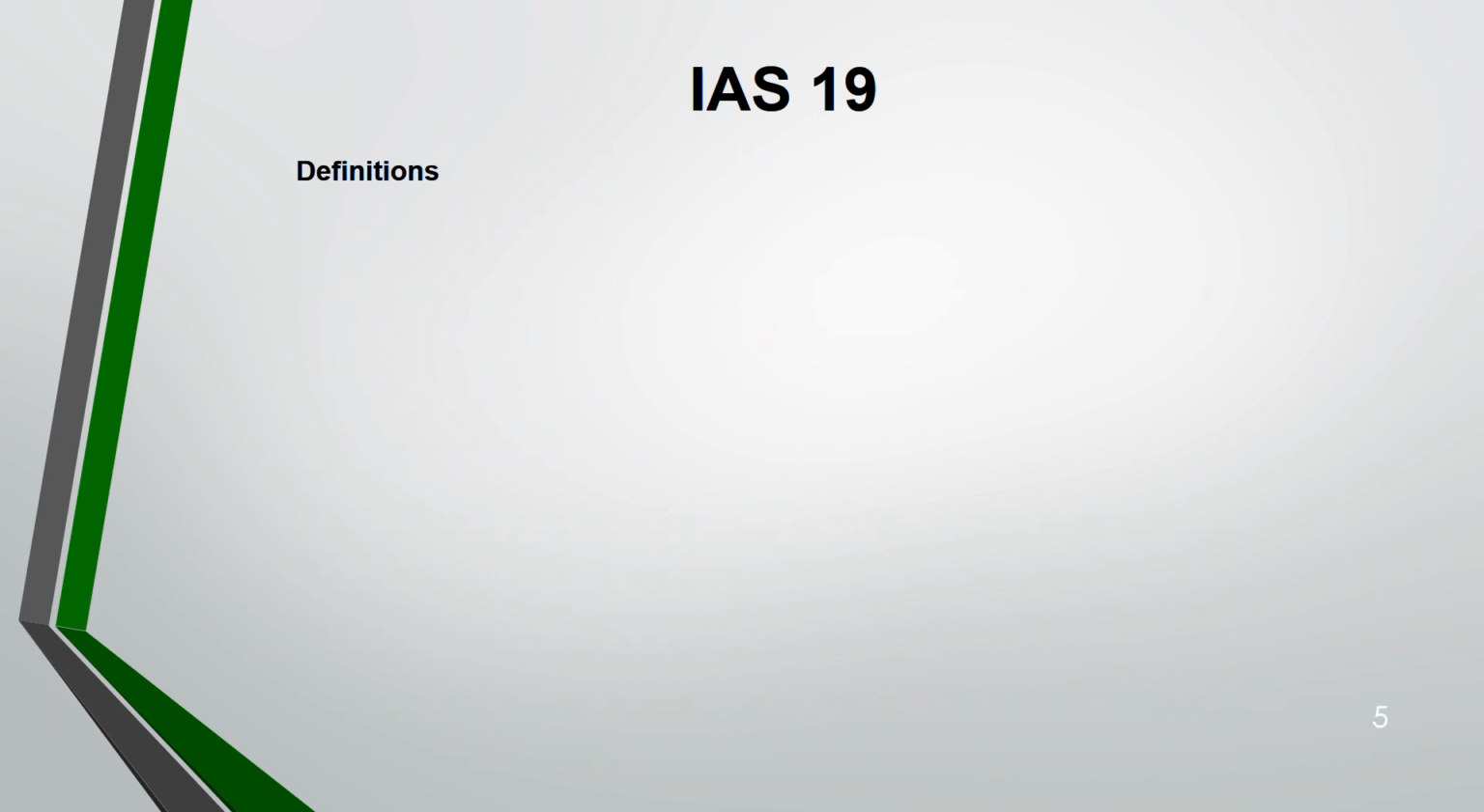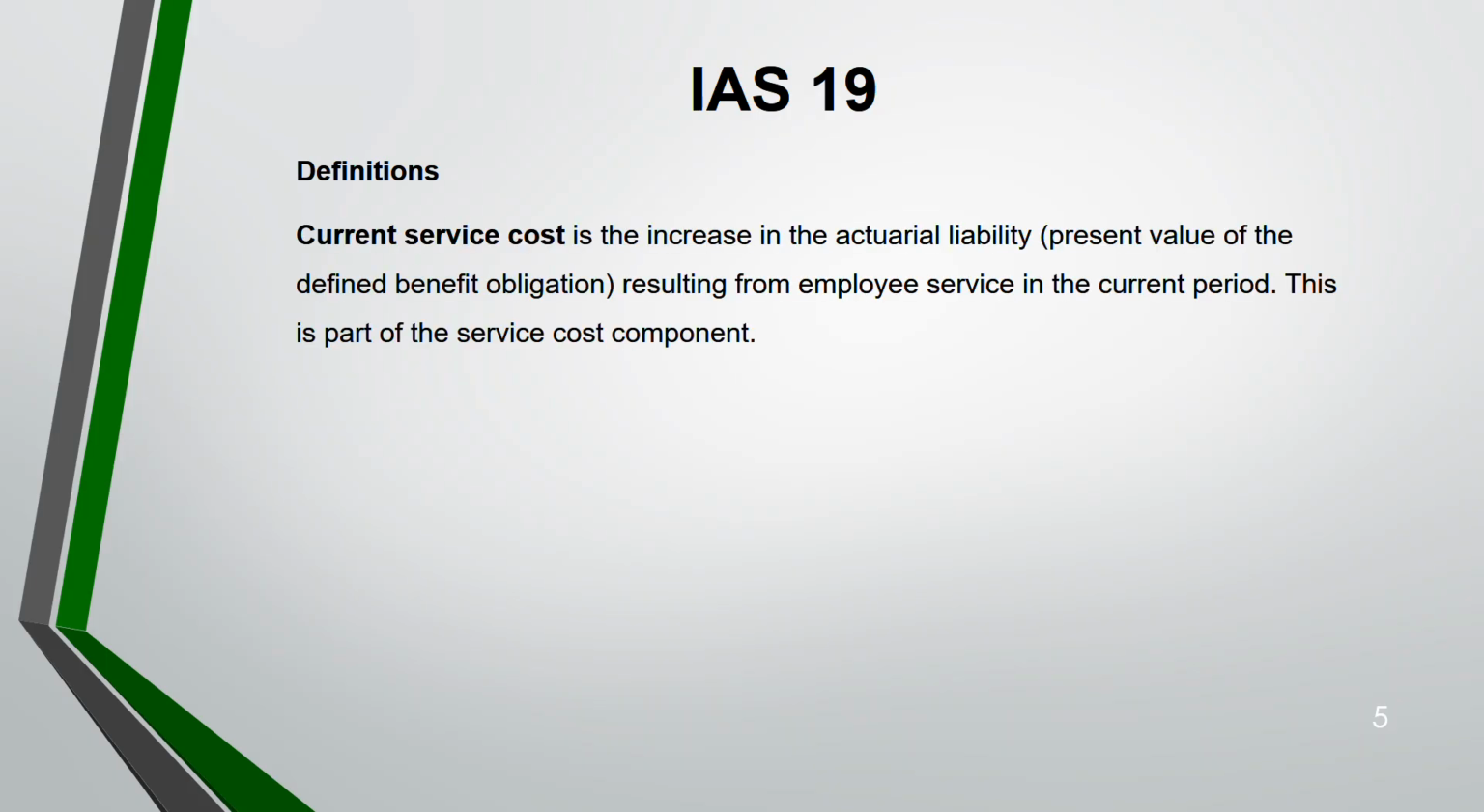Now, definitions. You have to know some definitions under IAS 19, very important. What is current service cost? Current service cost is the increase in the actuarial liability, for example, the present value of the defined benefit obligation. This will result from your employee service in the current period, and this is a part of the service cost component. Service cost component is divided into two, current and past. What is current? That means currently, what is your expense to service your employees?